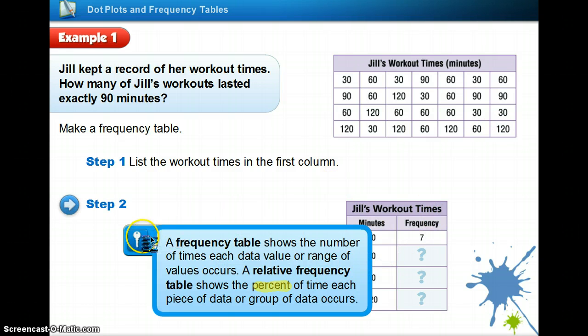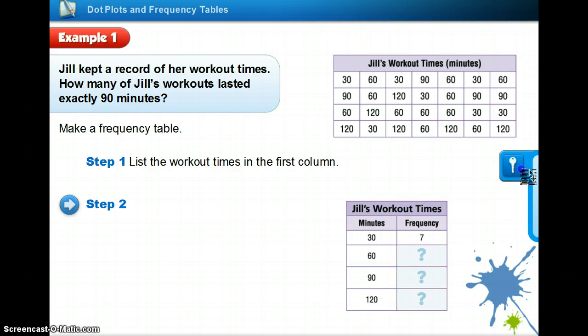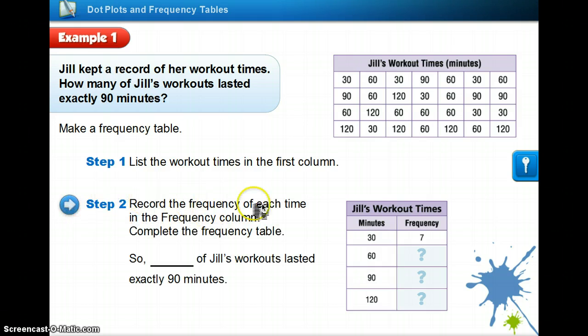So we're going to look at that next. If you notice here, it says Jill kept a record of her workout times. How many of Jill's workouts lasted exactly 90 minutes? Well, the nice thing about this is there's no range. It's just 30, 60, 90, or 120. That's your choices. So we put our choices here in our table, and then we're going to count how many times each one occurred.